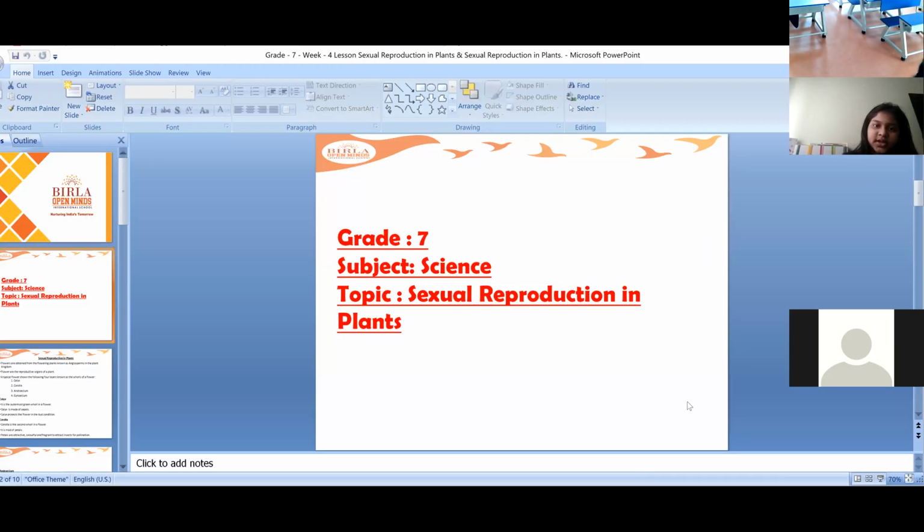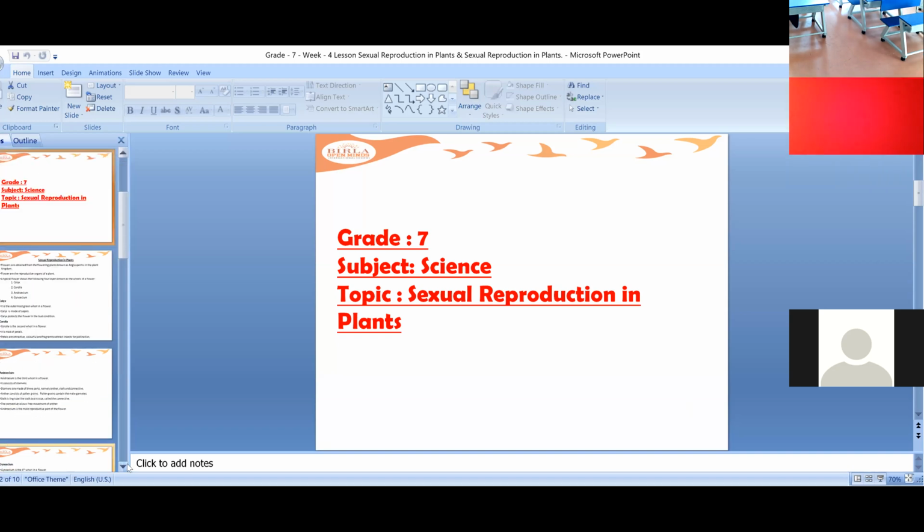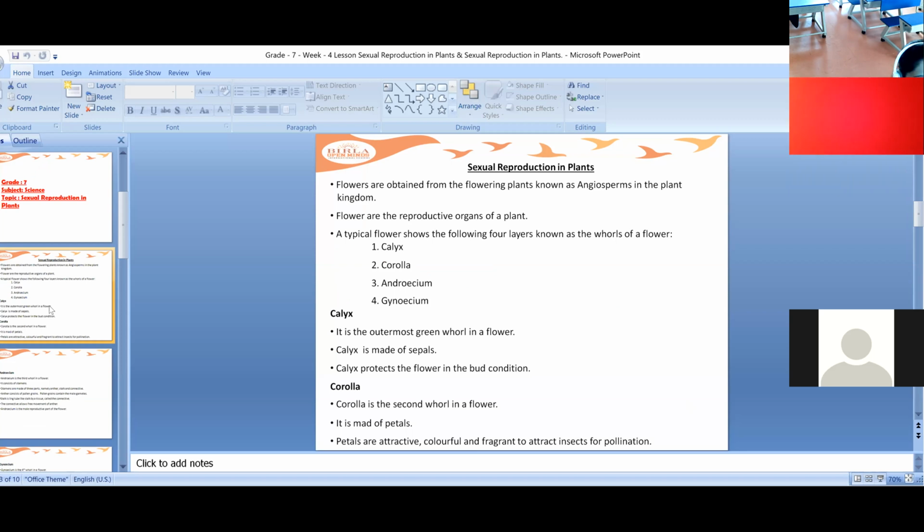So we'll be revising sexual reproduction in plants once again. Usually, if you see in sexual reproduction in plants, there are different flowering plants.